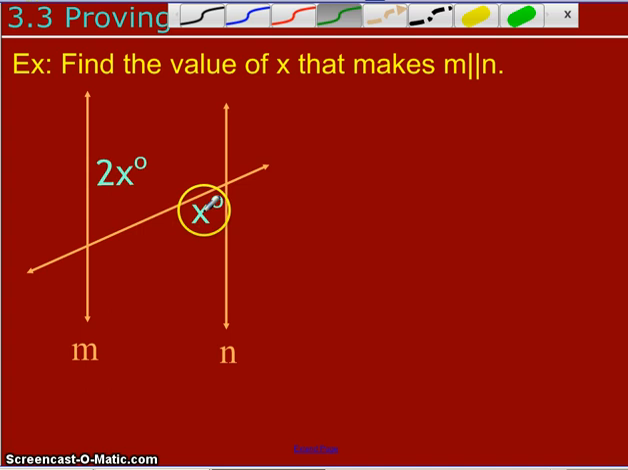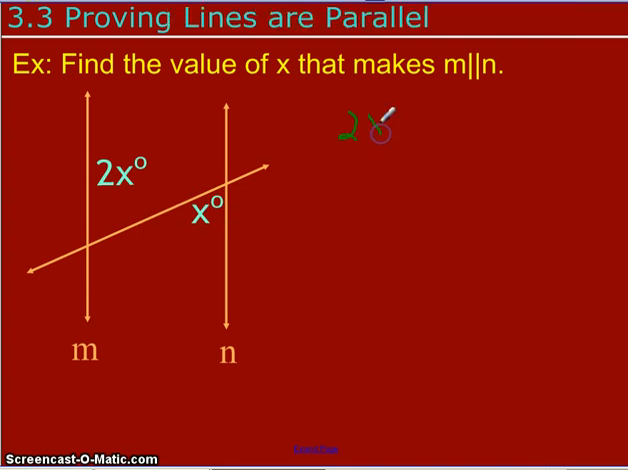So notice that these two would have to be congruent. So I would put 2x would have to equal x. So I think the only way to solve this is what? Subtract my x here, subtract it here, and it looks like x would have to equal 0. Yep. So the only x value that would make that true to make M and N parallel would have to be the x value of 0.